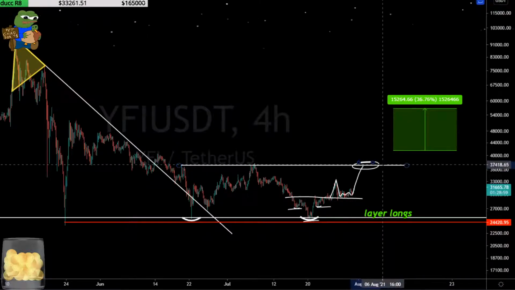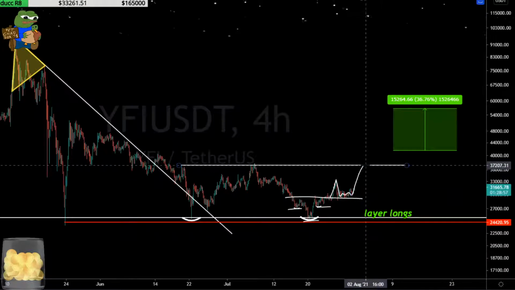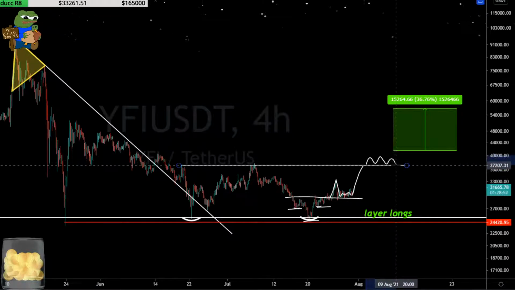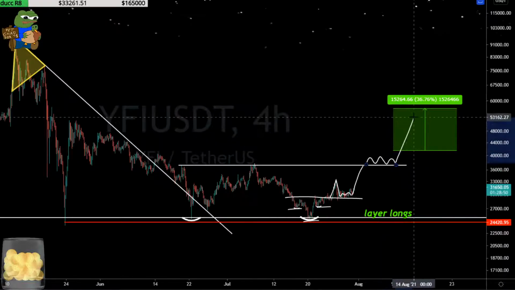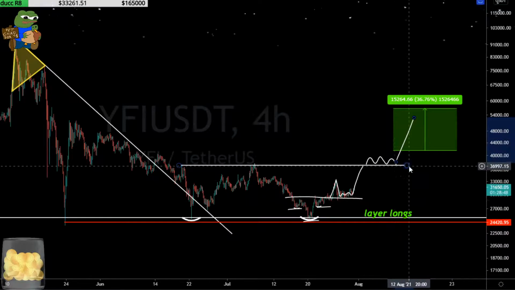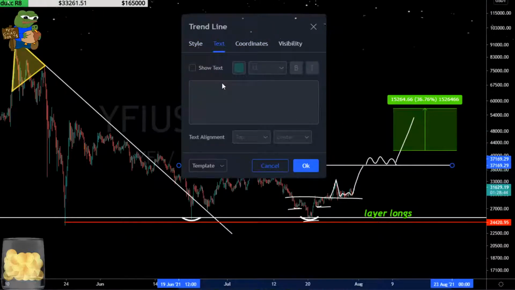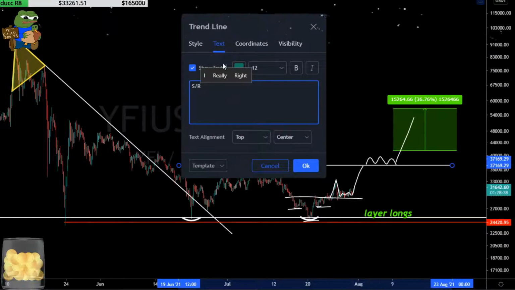So again, that's going to be your critical area for Wi-Fi, is to flip this area into support. Okay, SR flip this area and then rally. So that'll be pretty crucial. Support resistance flip.